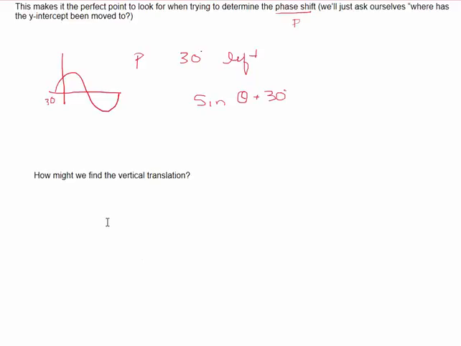So the next question we're going to need to ask ourselves when we're investigating graphs is, how might we find the vertical translation? And vertical translation here just means how much up or down our graph has moved. And our up and down is represented by Q. So if we went back to this quick sketch up here above, there was no vertical translation at all. The graph is still starting on the x-axis, where the axis of curve is at y equals 0.